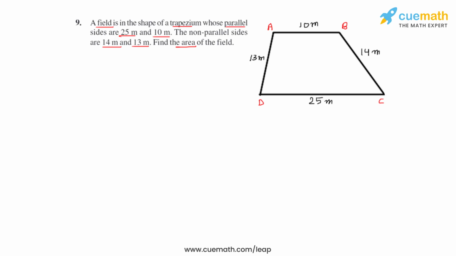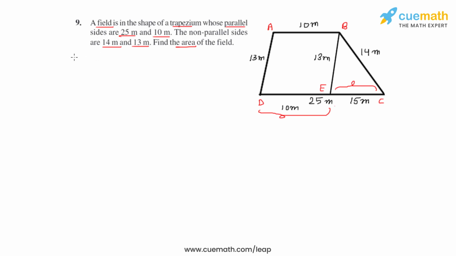To find the area of this trapezium, let's divide it into two shapes by drawing a line segment BE which is parallel to AD. So the length of BE will be equal to 13 meters, as the sides opposite to each other in a parallelogram are equal in length. Now, as we know that the total length of DC is 25 meters and the length of DE equals 10 meters, as it's opposite to the side AB, we get the length of EC to be equal to 15 meters.